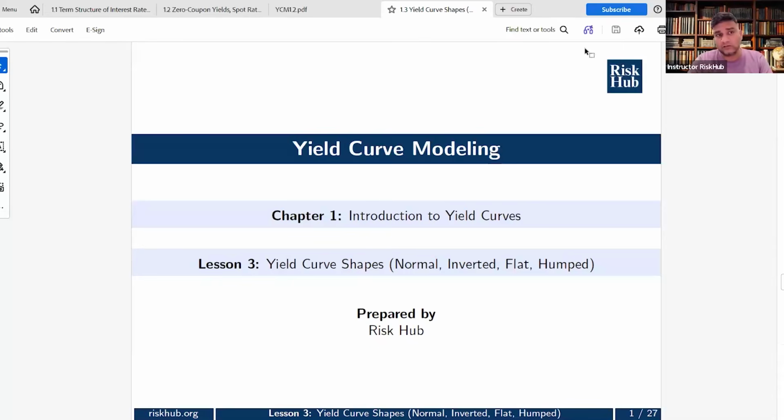Lesson number 1 was about the term structure of interest rates. Lesson number 2 was about zero coupon yield, spot rates, etc. Now lesson number 3 is about yield curve shapes: normal, inverted, flat, humped, etc. Okay, so let's go.